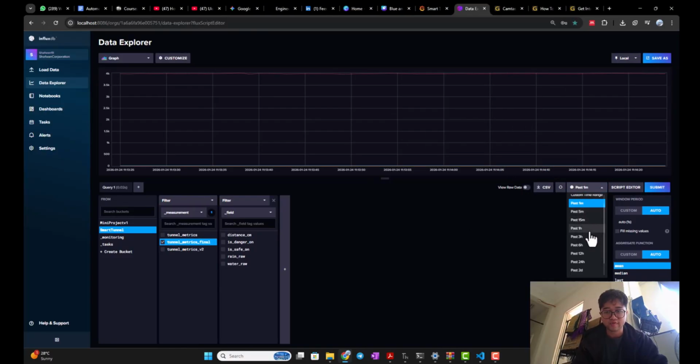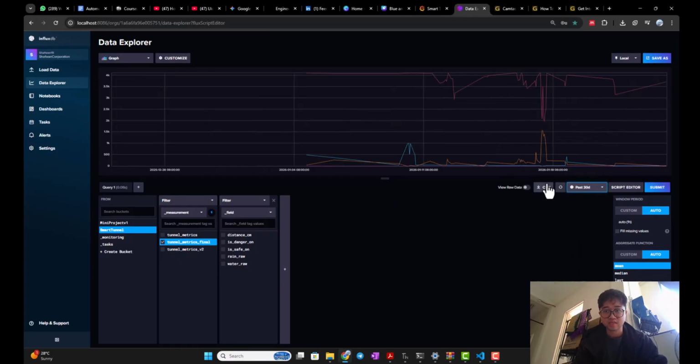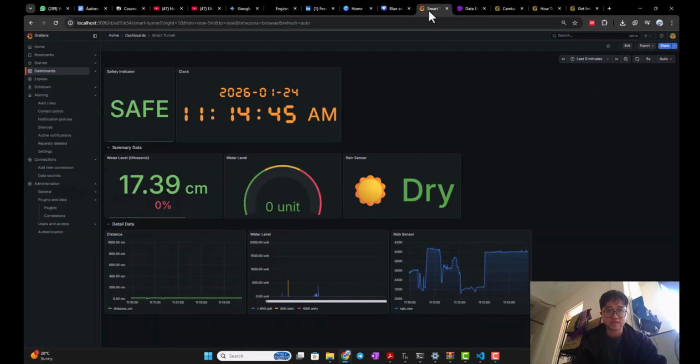If you want to have an interface for the past 1 hour, so here is the data, and this is the data for the past 30 days, I'm sorry. So all this data from the InfluxDB then will be distributed to the Grafana. Grafana will collect the data and will indicate to the operator.